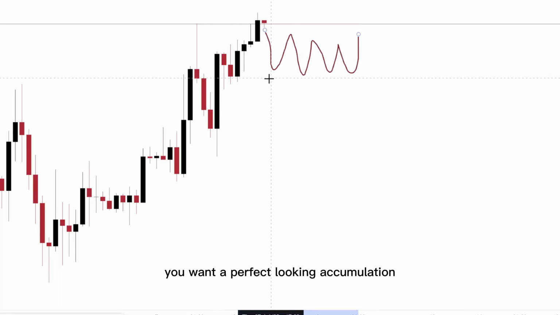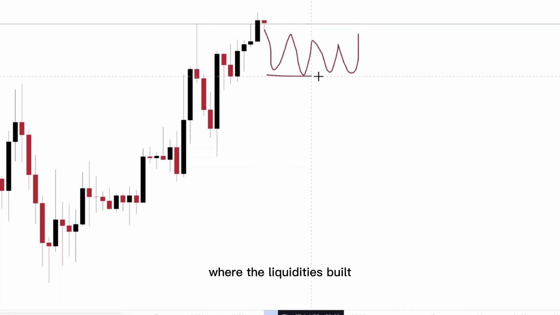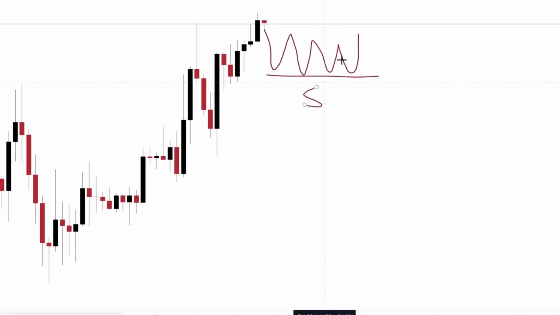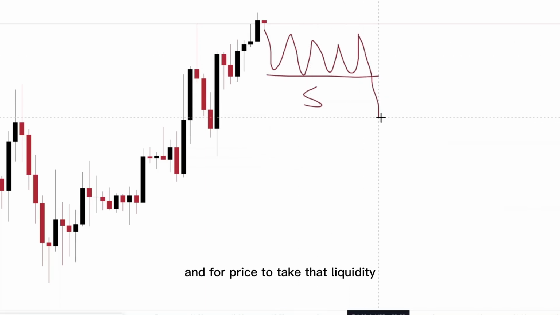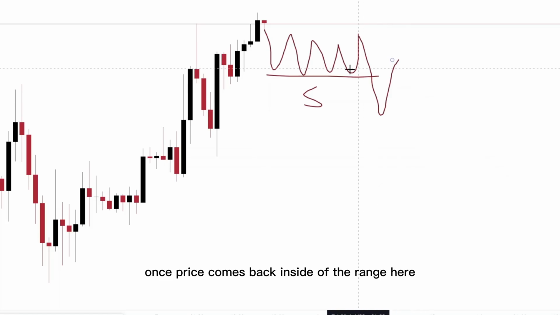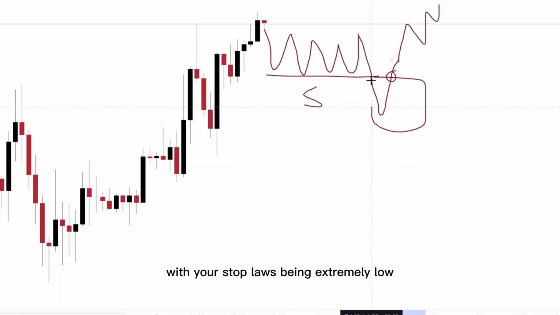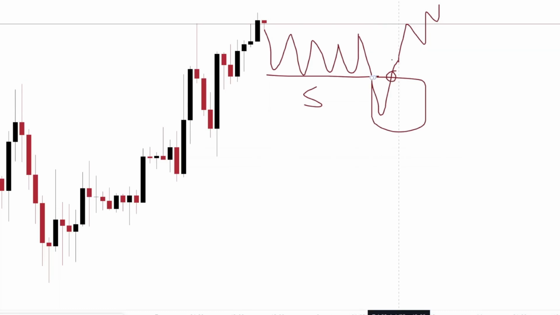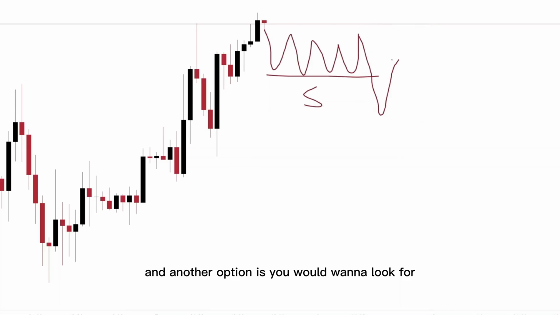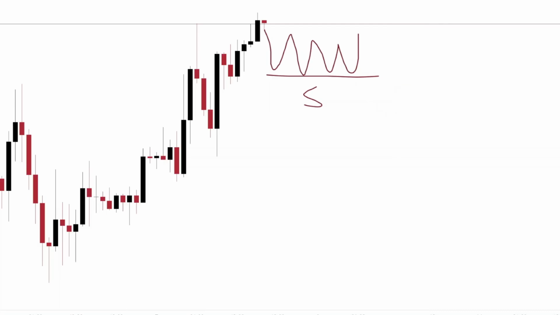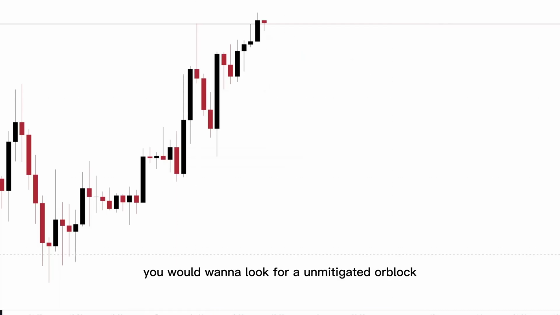You want a perfect looking accumulation where the liquidity is built and for price to take that liquidity, and you will get in a trade once price comes back inside of the range here, because you would anticipate the expansion with your stop loss being extremely low, somewhere around 5 to 6 points, and your TP would be anywhere from 100 to 200 points. And another option is you would want to look for an unmitigated order block.